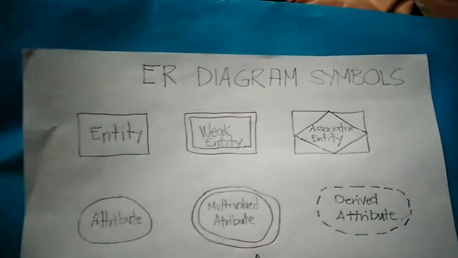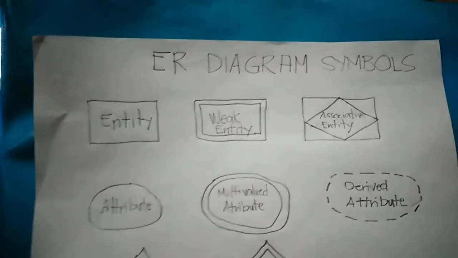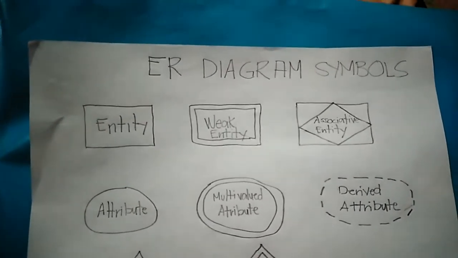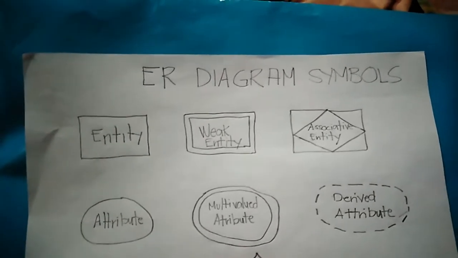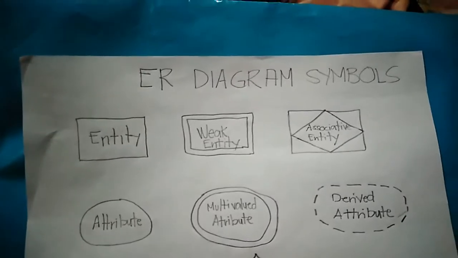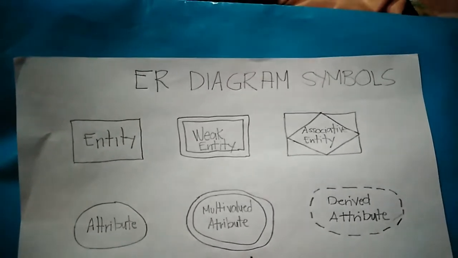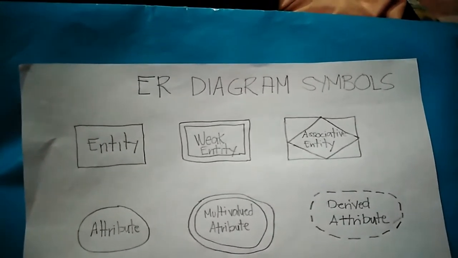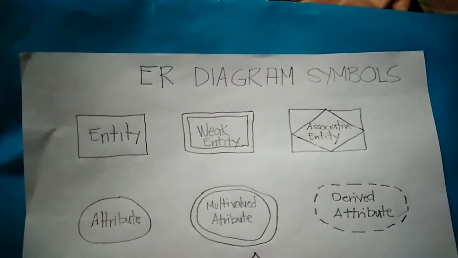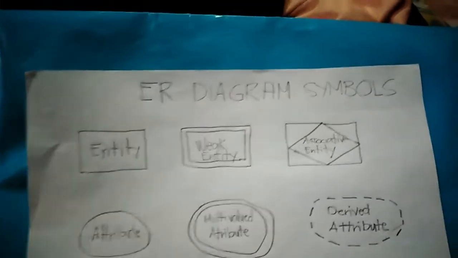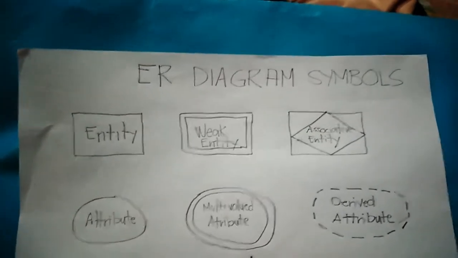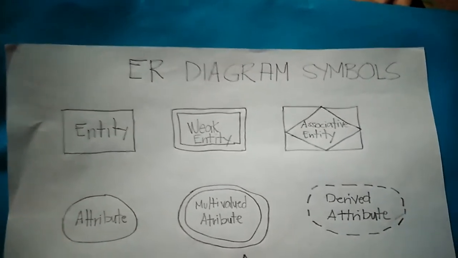And the next one is the attribute. An attribute is a property, trait, or characteristic of an entity, relationship, or another attribute. An entity can have as many attributes as necessary. So these are called composite attributes. Note that some top-level ER diagrams do not show attributes for the sake of simplicity.